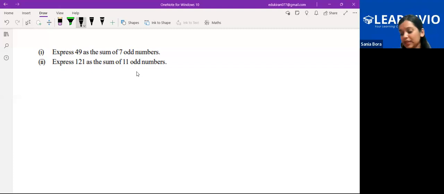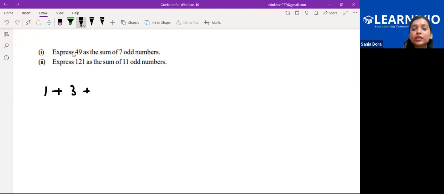But the thing is that how you got to know that you have to only do 7, not 1 or any other number? Tell me. Because it says 7 odd numbers. 49 is the square of 7. So remember one thing, students. Usually what happens in the question, students forget about this concept and they start writing it like this. 1 plus 3 plus like this.